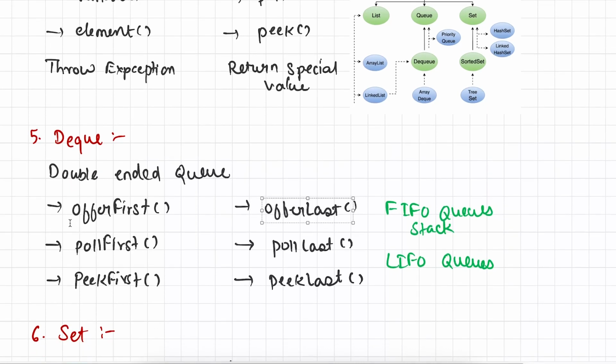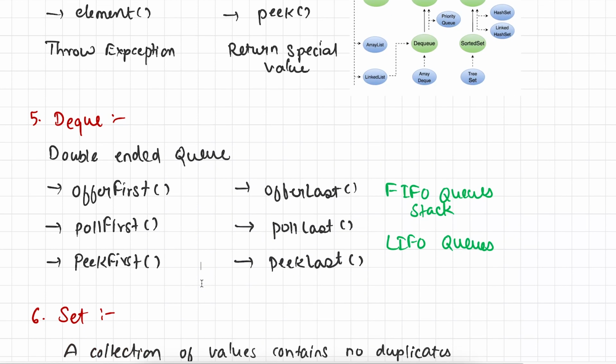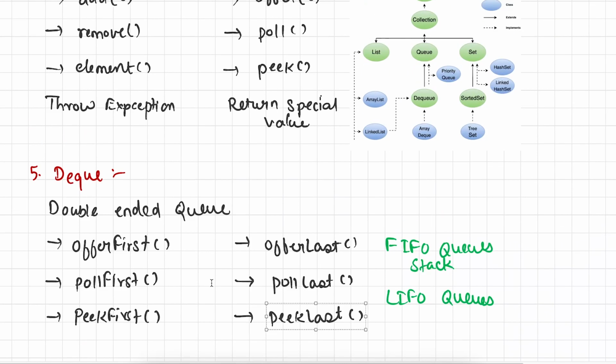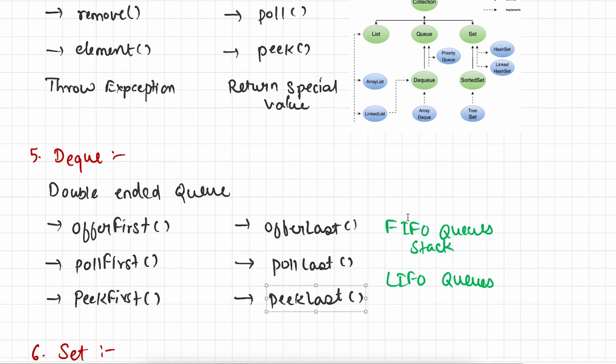We can also remove an element from the front of the queue, or remove from the last of the queue, or from the end of the queue. And we can also check the elements present in the front of the queue and in the back of the queue using the peekFirst and peekLast methods.